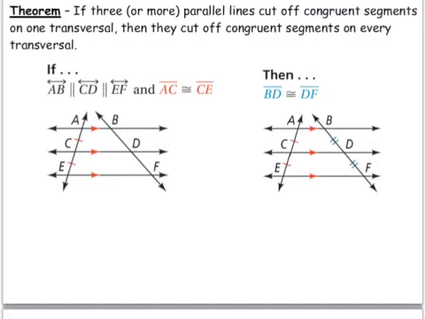All right, you guys are going to kill me, but there's one more theorem. Sorry, I totally forgot about this one. This one says that if 3 or more parallel lines cut off congruent segments on one transversal, then they cut off congruent segments on every transversal. So if all of these lines are parallel to each other and the segments that they create are congruent to each other, then any transversal you cut through here, all those segments that are created are also going to be congruent.